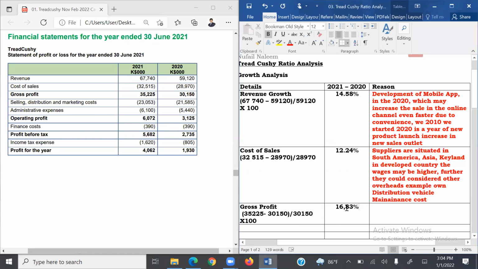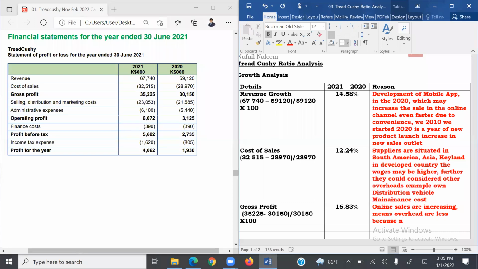The gross profit also has increased. The main reason why the gross profit has increased is that online sales are increasing, students. If you see online sales increasing, it means the overheads are less. Overheads are less. I'll tell you why.